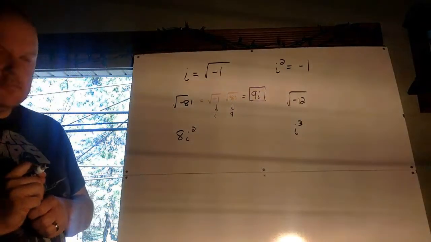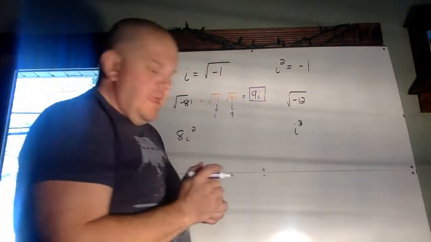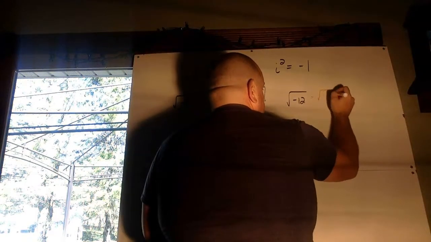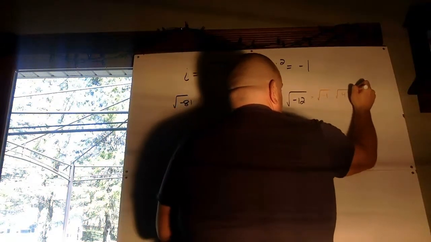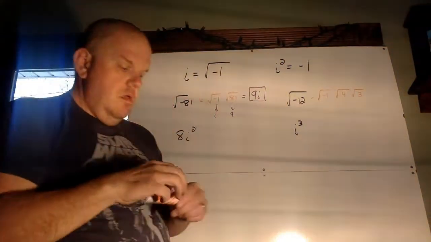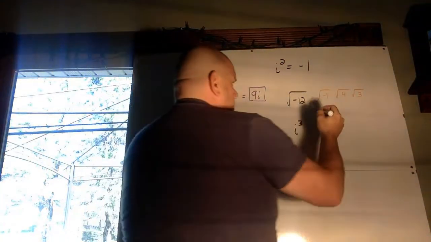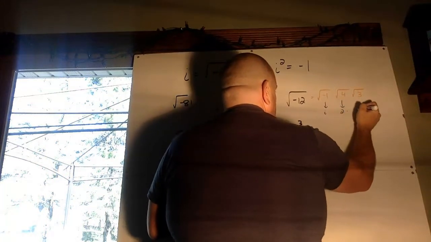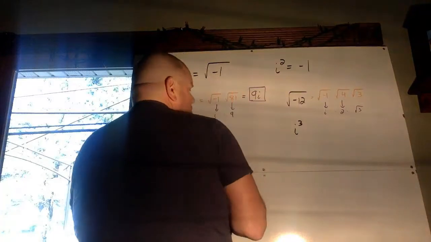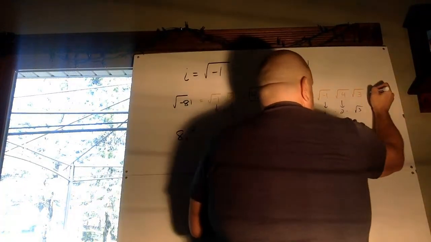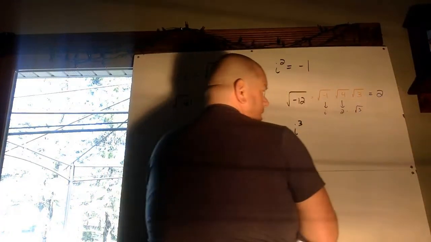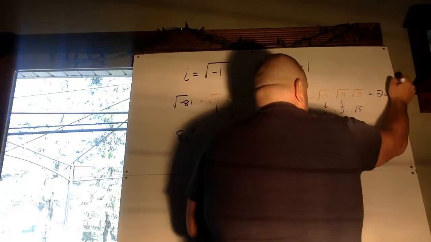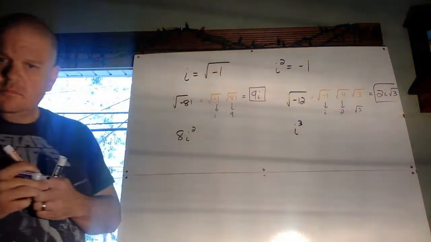9i. Okay. The square root of -12, well, that would be the square root of -1, the square root of 4, and the square root of 3. So this one becomes i, the square root of 4 is 2, and the square root of 3 stays. So what we do then is we write the number first, if there's a number, so the 2 would come first, then i, then the square root of 3. Okay.